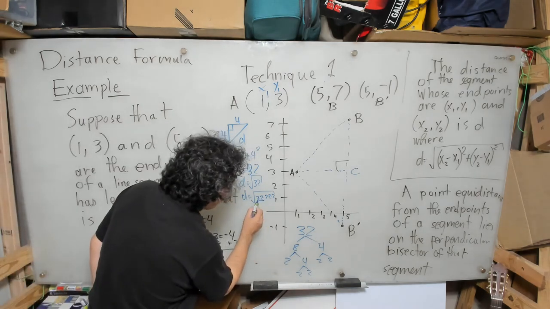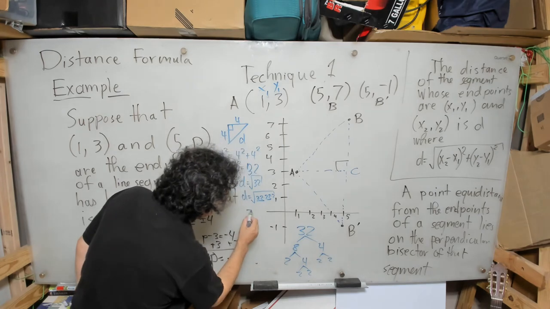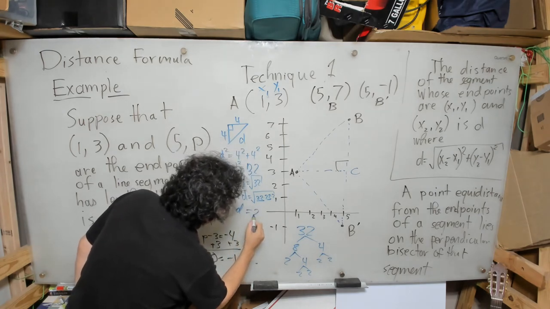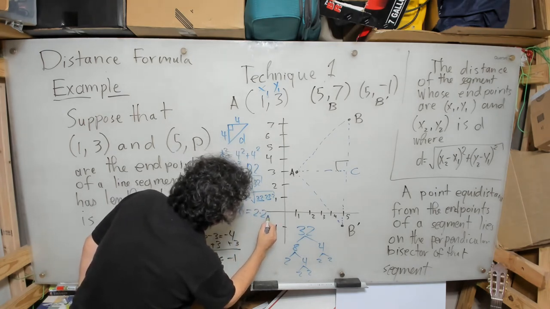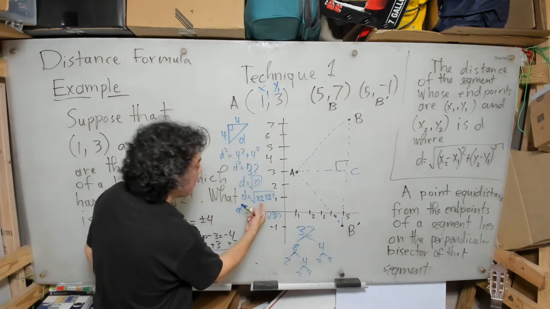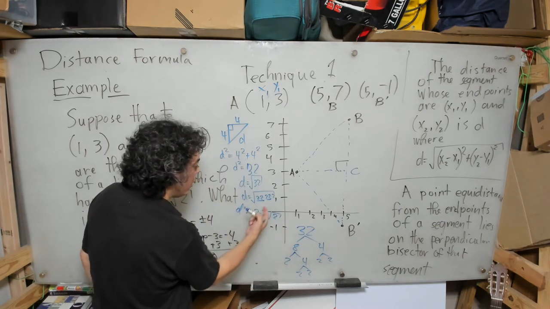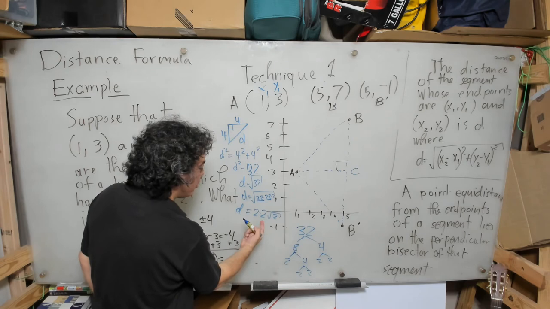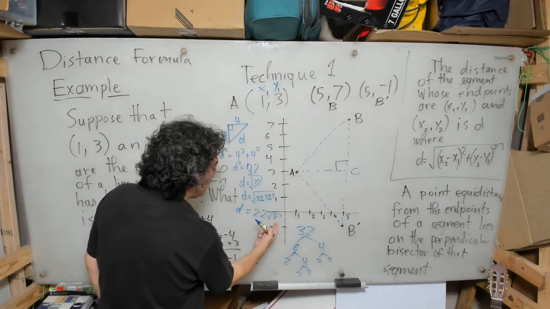So I have a pair of 2's here. I have another pair of 2's here. So I'm going to get D is going to be 2 times 2 times the square root of 2, because that pair of 2's became this first 2 on the outside. This pair of 2's became that 2 on the outside. And that 2 remaining stays on the inside.